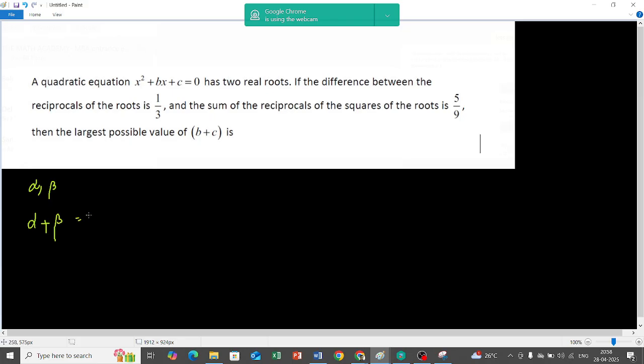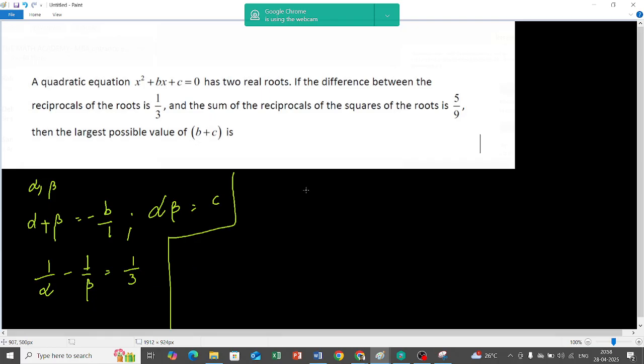So alpha plus beta is minus b by a, that is minus b by 1, and alpha into beta is c by 1. If the difference between the reciprocals of the roots, that means 1 by alpha minus 1 by beta, is equal to 1 by 3, so that is giving me beta minus alpha divided by alpha beta is equal to 1 by 3.